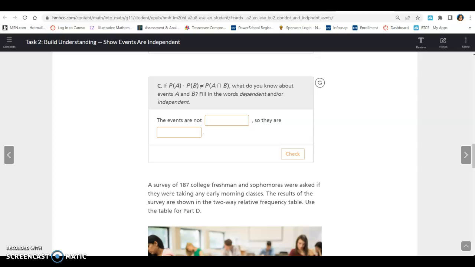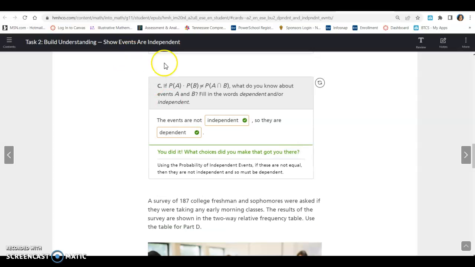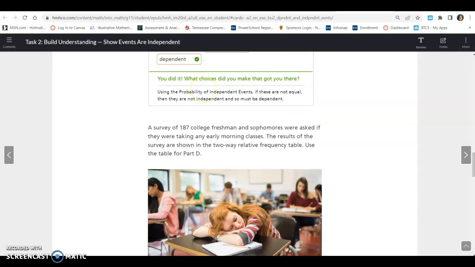The next thing says if the probability of A times the probability of B is not equal to the probability of A intersect B, what do you know about the events A and B? Fill in the words dependent or independent. The events are not independent, so they are dependent. That's because it says right here that if you multiply, they're not equal. So that's how we know they're not independent. They would be dependent on each other if those two are not equal.